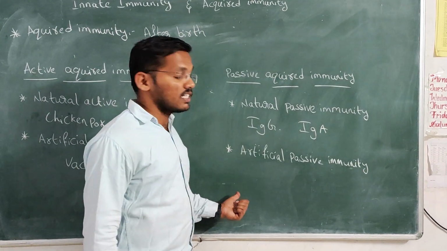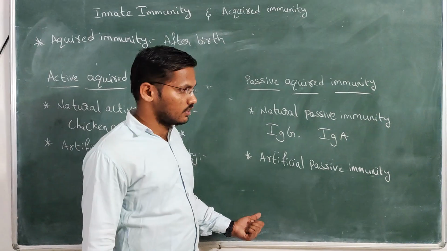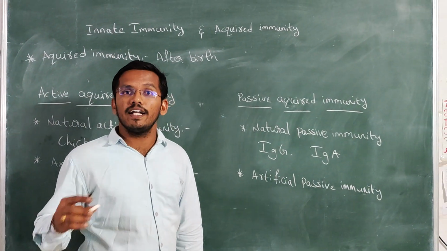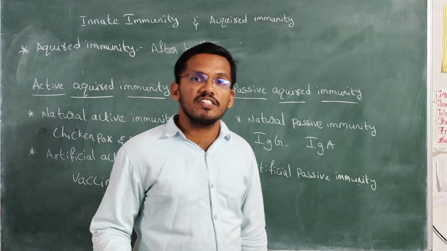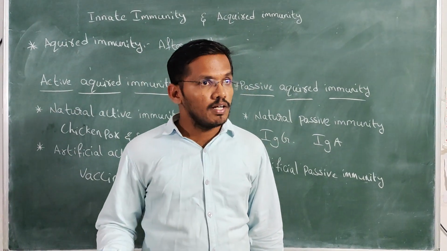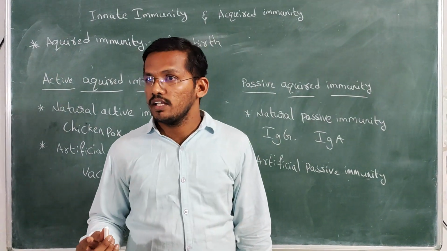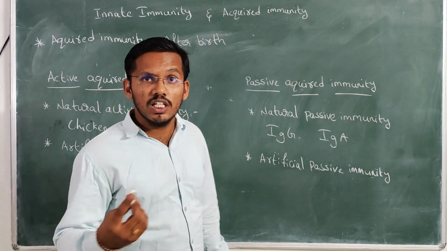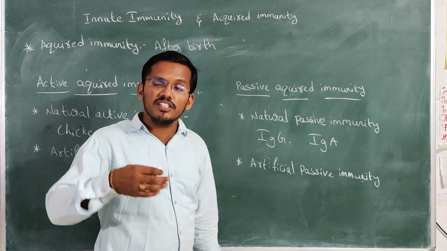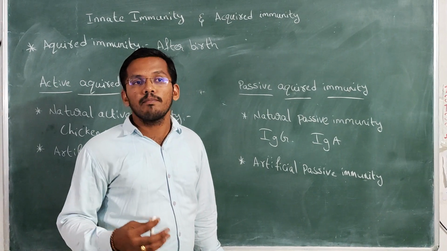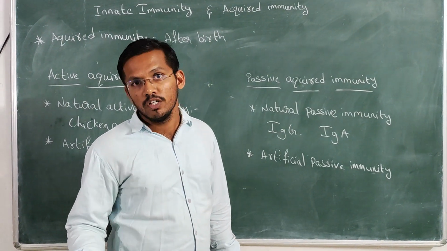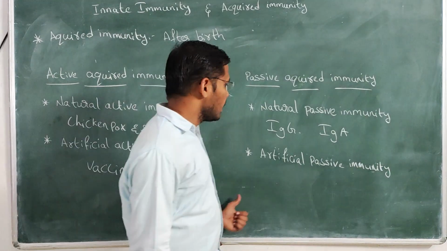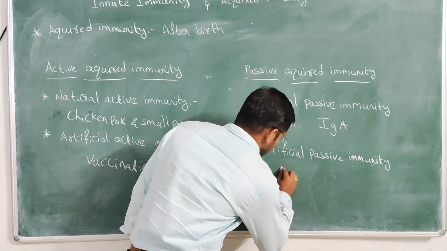Next, coming to artificial passive immunity. In this, preformed antibodies are used, like anti-venom for a snake bite, anti-serum for tetanus, and anti-serum for rabies. These are produced by injecting those microorganisms into animals like horses or sheep. That type of immunity is called artificial passive immunity.